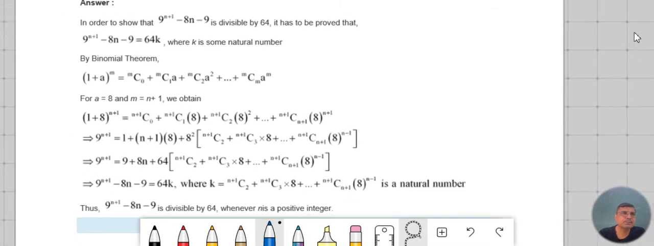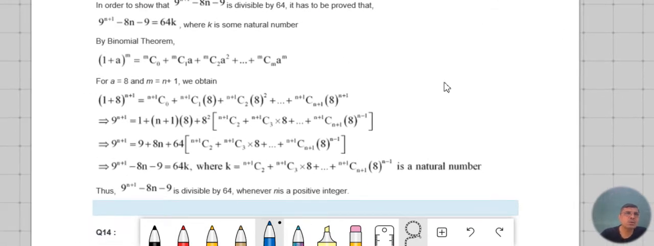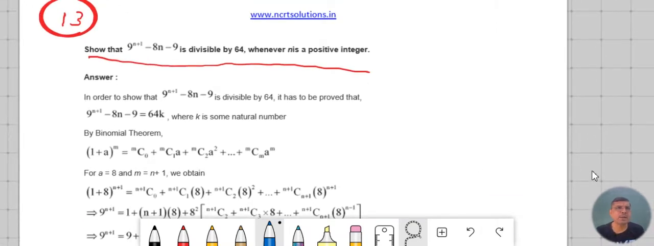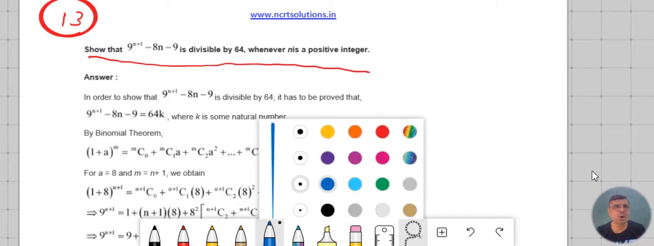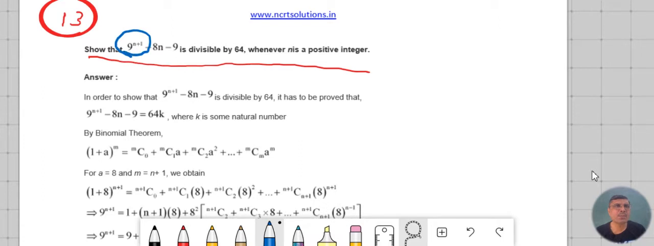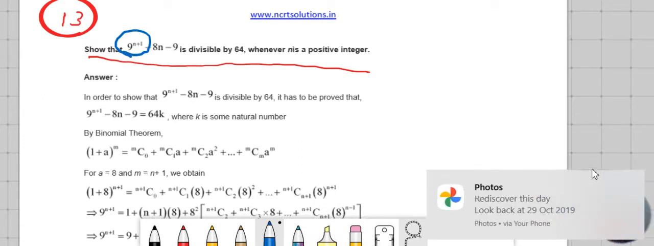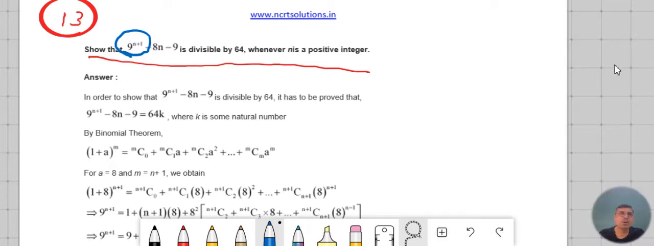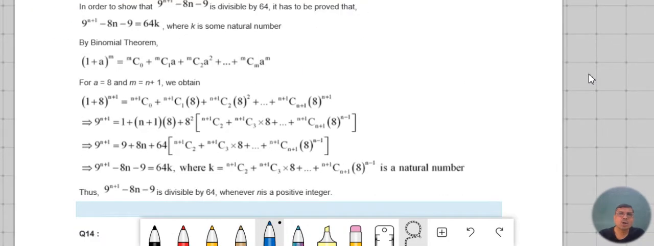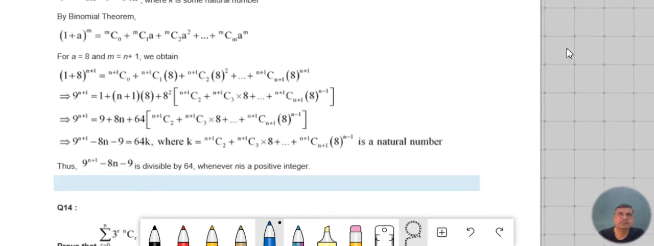Alright, okay, so let us see here. Remember, in such type of question, you must concentrate on this part, 9 raised to n plus 1. The remaining part will automatically appear there. Alright, so you don't have to worry. Automatically it will appear.